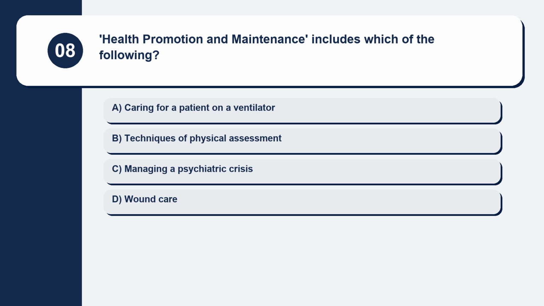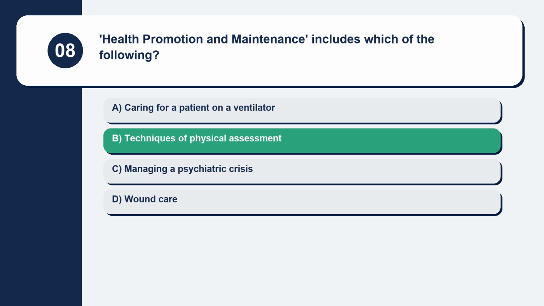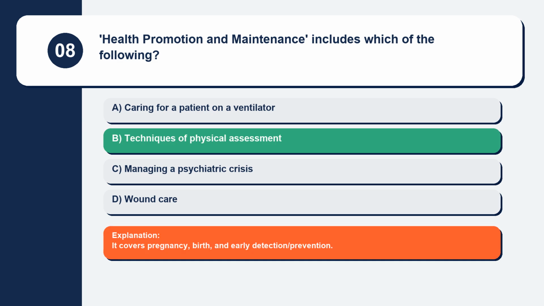Question 8. Health promotion and maintenance includes which of the following? Caring for a patient on a ventilator. Techniques of physical assessment. Managing a psychiatric crisis. Wound care. It covers pregnancy, birth, and early detection and prevention.